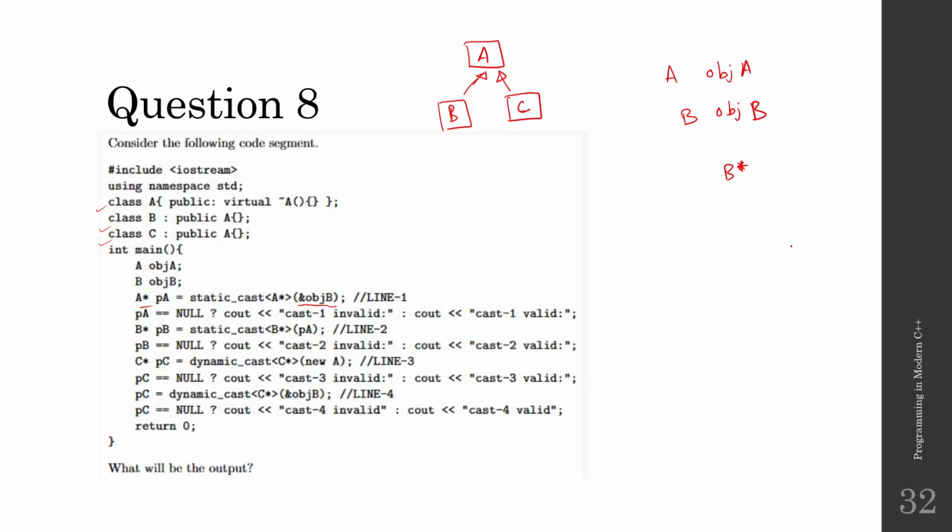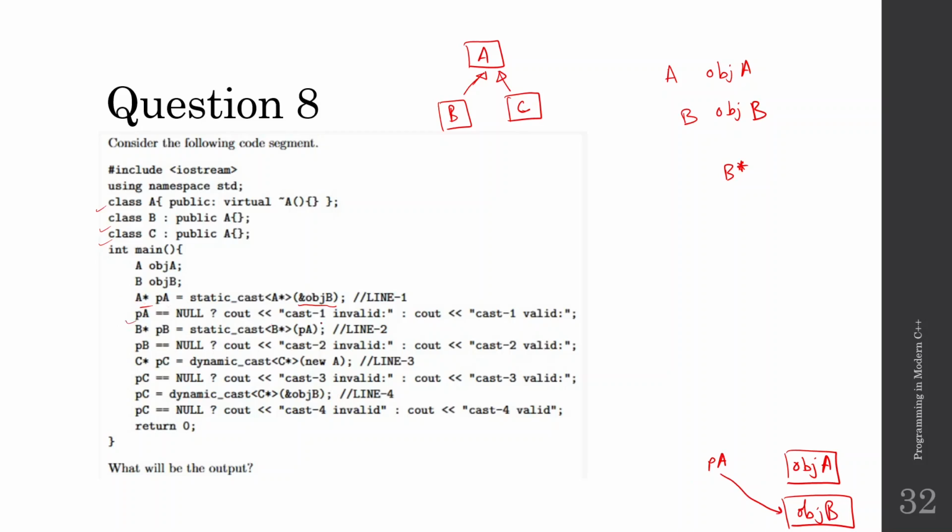Okay, again let me make that diagram. So we have obj A and obj B. So PA is of type A, but it points to B. Okay, and now after this we have this line.